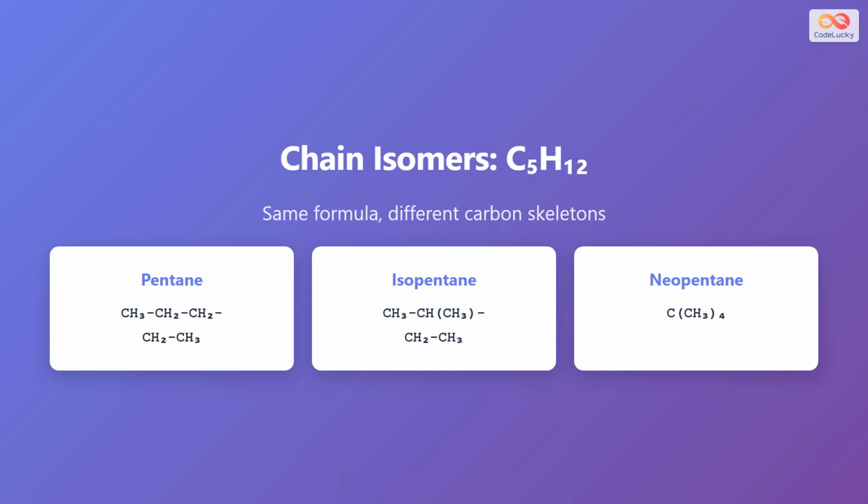Chain isomers have the same formula but different carbon skeletons. For C5H12, we have three possibilities. Pentane is a straight chain: CH3CH2CH2CH2CH3. Isopentane has a branch: CH3, CH with a CH3 branch, CH2, CH3. Neopentane is highly branched: a central carbon with four CH3 groups attached.